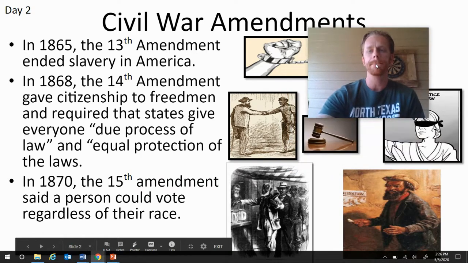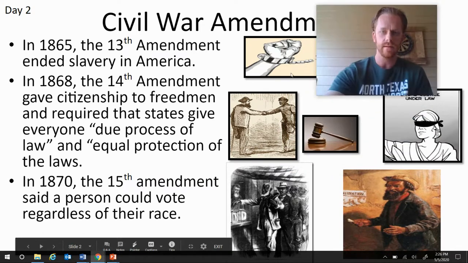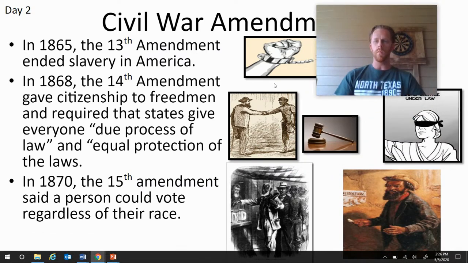Now, the first thing that we think about with the Civil War is the idea of slavery. And ultimately, that's what this war was being fought over: slavery. So in 1865, the war was over. The 13th Amendment passed very shortly thereafter. A couple years later, we found that it was necessary to create the 14th Amendment.